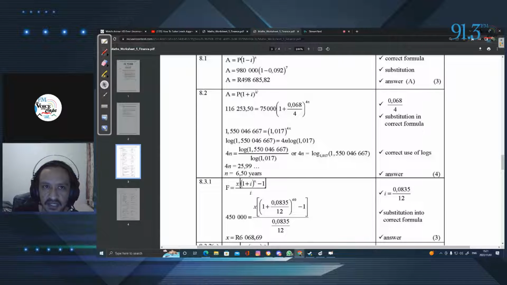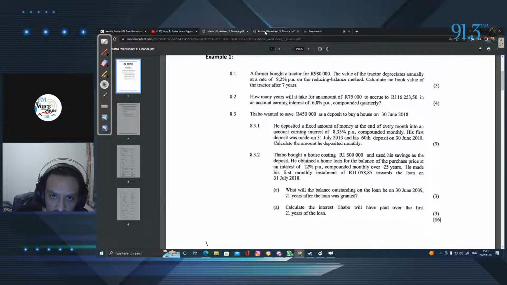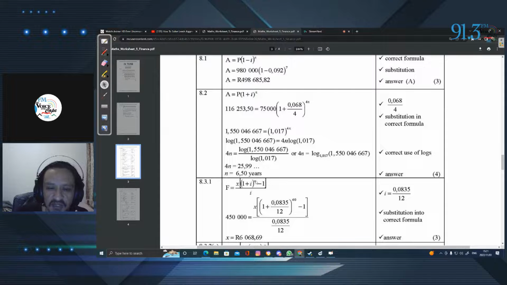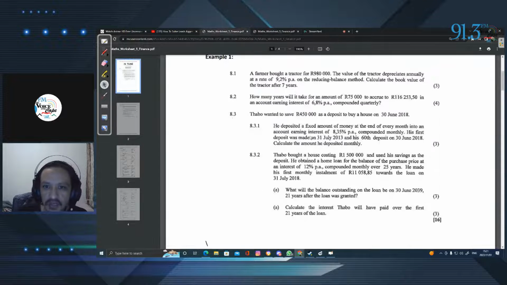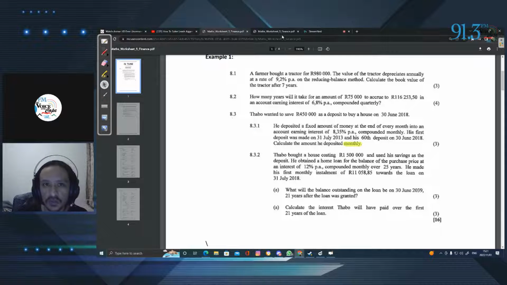F represents the amount of money he has to save for a deposit to buy a house on the 30th of June 2018. N represents the number of deposits. I represents the interest rate. Now, let's see what they say. If we highlight our information, we can see here that they are saying the deposit is monthly, not annually, not quarterly, not semi-annually, but monthly. So we're going to divide the interest rate per month. It's 8.35% per annum, so that's the interest rate per year. But if we are calculating this monthly, we have to divide it by 12. And that's precisely what they do in this formula over here.